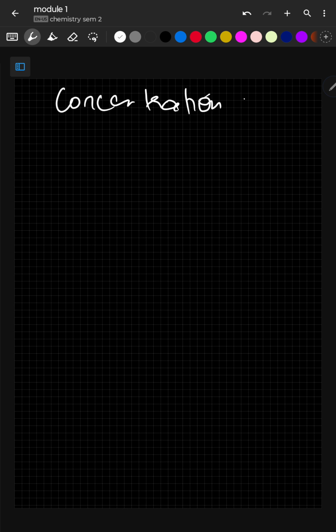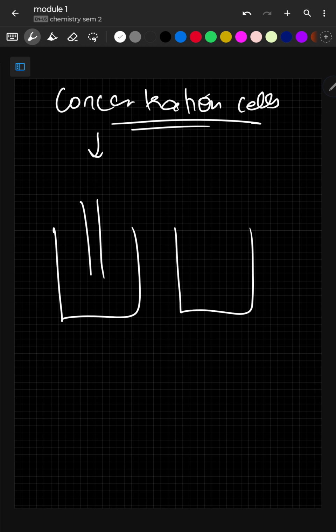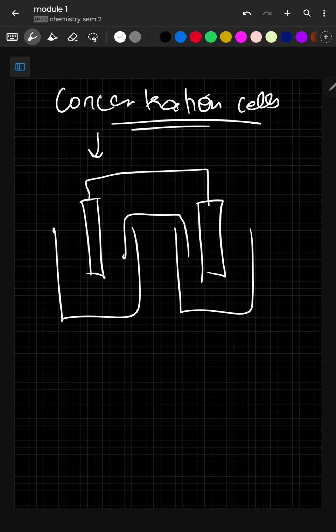So concentration cells. When you learn the single electrode potential or Nernst equation, then you learn the galvanic cell. Then you understand more about how cells actually work. But I'll just tell you, in concentration cells, first you know that there are two half cells, with an electrode dipped in each, a salt bridge, and this is connected externally through a circuit, all of that.